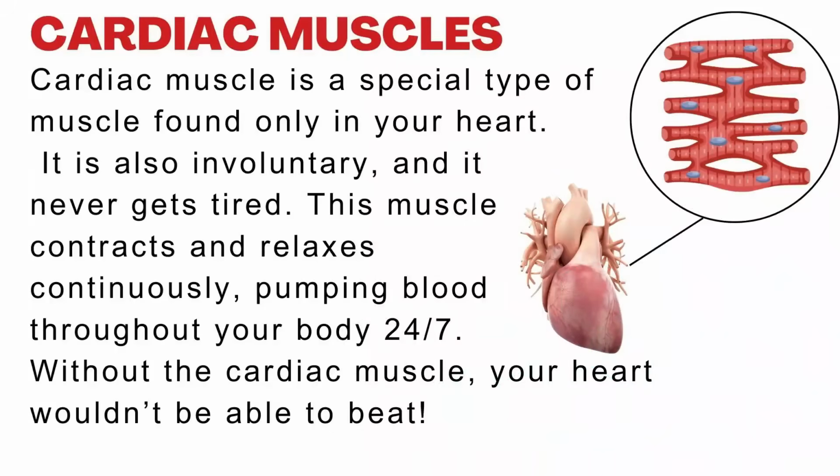The third type of muscles is cardiac muscle. It is a special type of muscle found only in your heart. It is also involuntary, and it never gets tired. This muscle contracts and relaxes continuously, pumping blood throughout your body 24/7. Without the cardiac muscle, your heart wouldn't be able to beat.